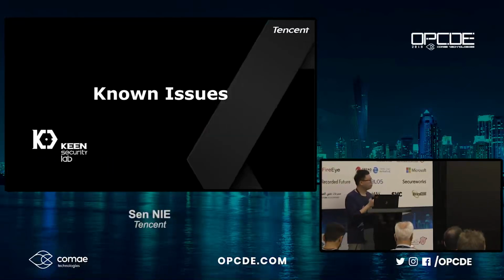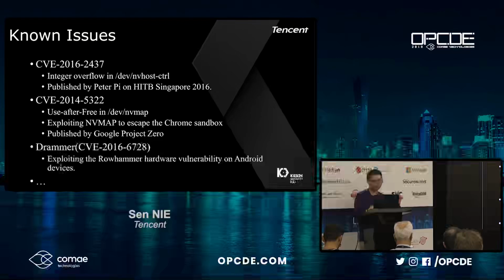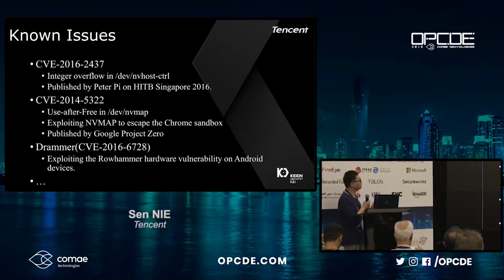Here we will review some known issues because as bug hunters, we are familiar with the bug hunting routine. Firstly, we analyze all the known issues and find out the code patterns. Then we apply those patterns to the new code base and try to find new vulnerabilities. That's why we will explain those vulnerabilities. These vulnerabilities are very typical and very interesting. I will talk about them one by one.